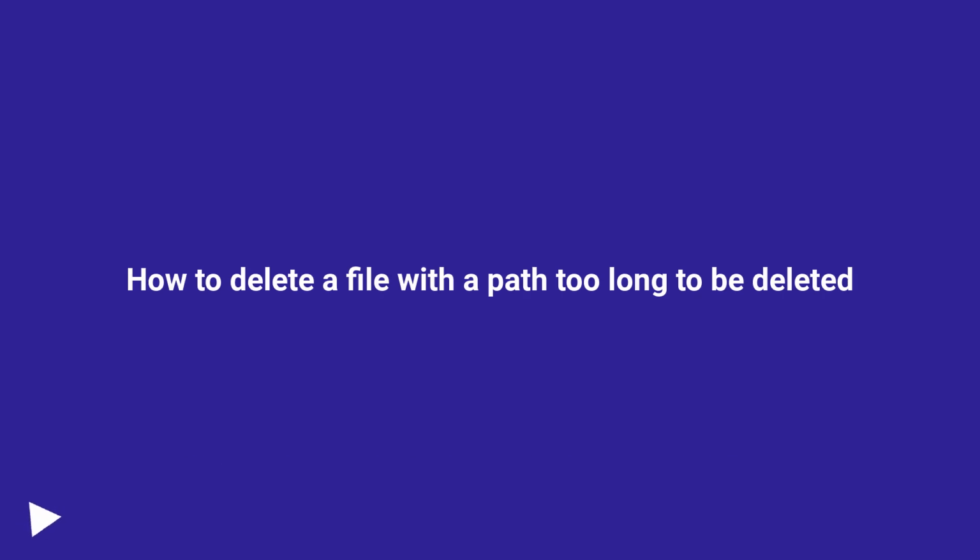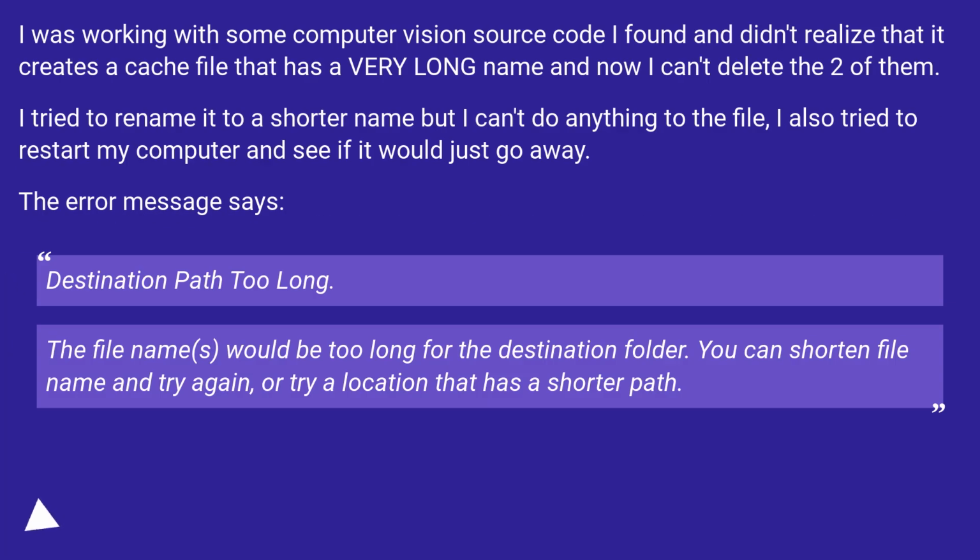How to delete a file with a path too long to be deleted. I was working with some computer vision source code I found and didn't realize that it creates a cache file that has a very long name, and now I can't delete the two of them.